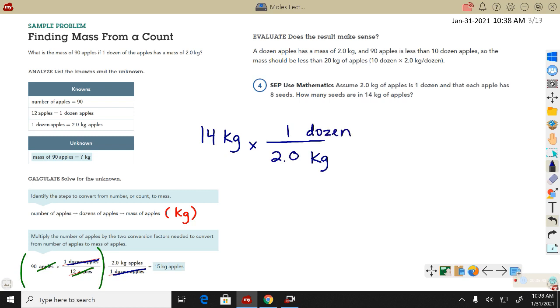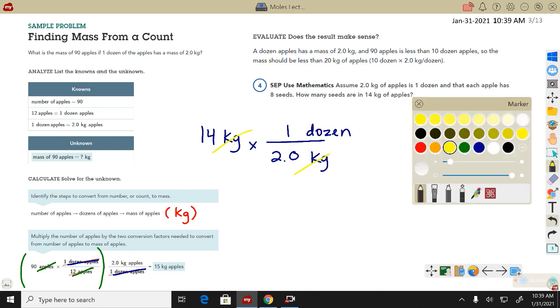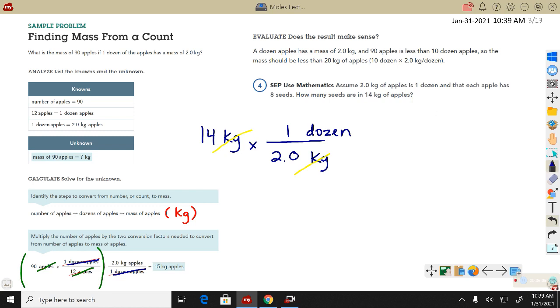I knew I wanted something where I could cancel kilograms. I don't want that in my answer. Well, the only relationship that I see in the given data is that 2 kilograms of apples is 1 dozen. So let's start there. And now that kilogram can cancel. That's out. So that's good.